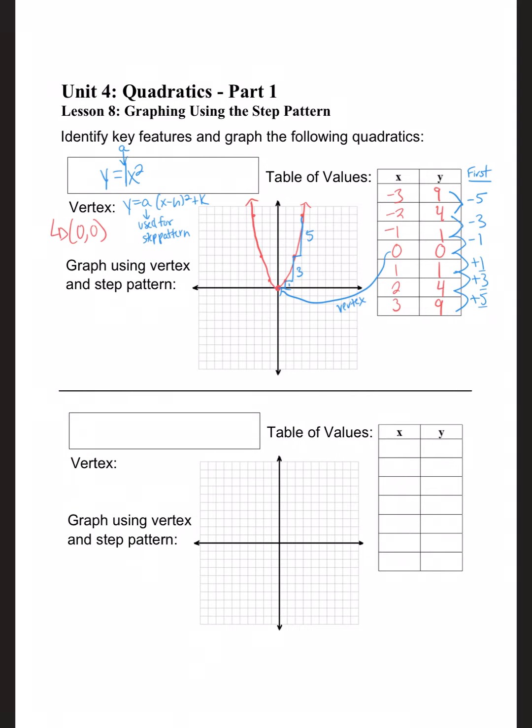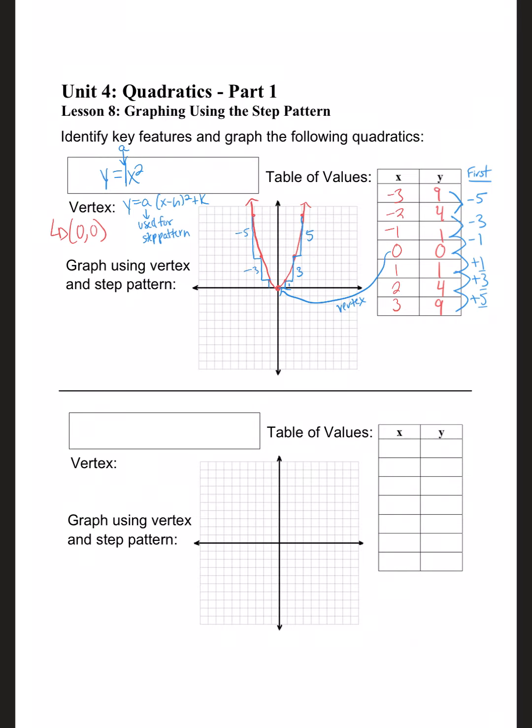Okay, if I go on the other side of my parabola and I work to see what's going on to get to my vertex, same idea here. Okay, I'm going from here, I'm going down 5 and over 1. And from this point, I'm going down 3 and over 1.